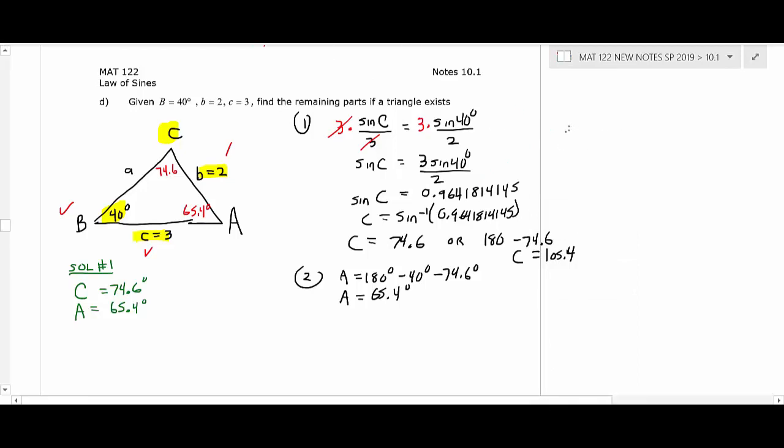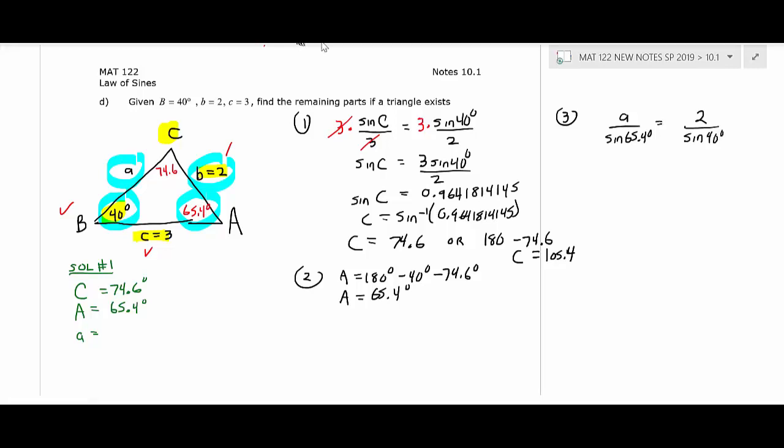So I'm going to put this over here. Step 3, we're now ready to find side A. So we also have to find side A on this problem. Okay, so if I put this together, what we're going to do is we're going to match A with the opposite angle, and I'm going to match B and 40. Okay, so the ratio is going to go like this: A over sine 65.4 degrees equals B, or 2 over sine 40 degrees. Okay, so what I'm going to do is I'm going to multiply both sides by sine 65.4.